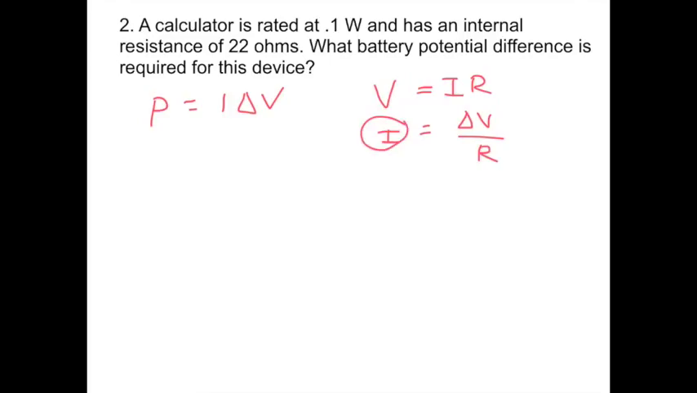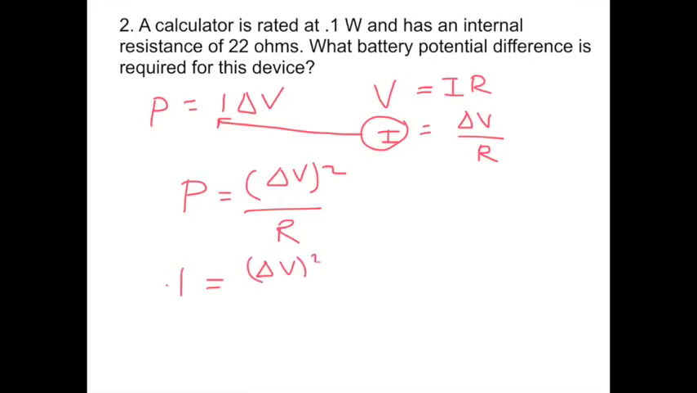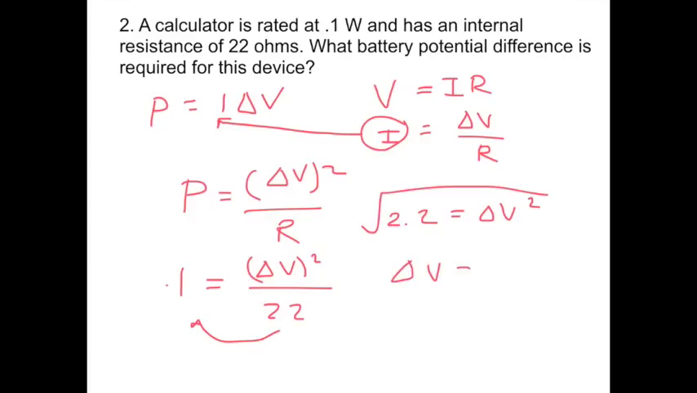We can plug in this I over on this side to find that power, or P, is equal to the quantity delta V squared divided by R, which is resistance. We know that the power is 0.1 watts. We're solving for delta V, which again is squared on the top, and then divided by resistance, which is 22. If we multiply this 22 to the other side, we get that 2.2 is equal to delta V squared. We can take the square root of both sides to find that delta V equals 1.5 volts.